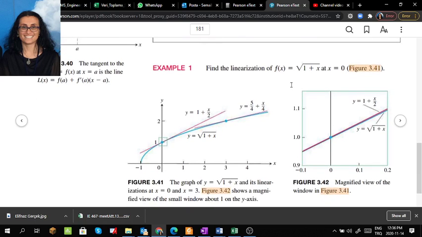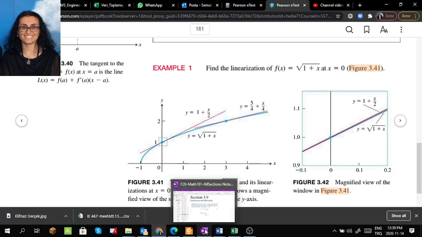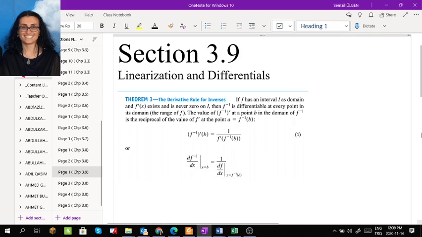It says find a linearization of f at the point x equal to 0. So what you're going to do is find the slope at x equal to A. Our function is f of x equal to the square root of 1 plus x, and we are going to find the linearization at x equal to 0. So let's work on this here.